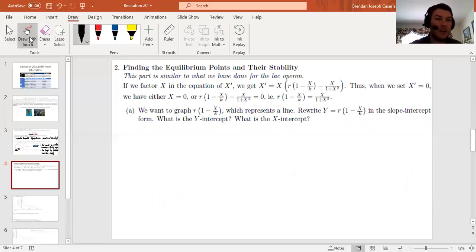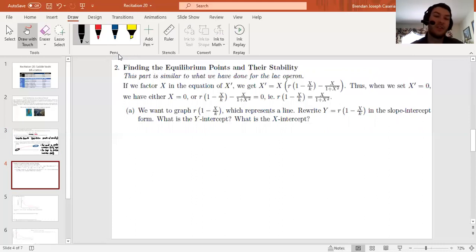So we move on to question 2. And this is the more, I'll say, mathematical aspect of it. So we're given the original equation again, and we say if we factor out the x in the equation for x prime, we get x times this mess, r times 1 minus x over k, minus x over 1 plus x squared. If we set x prime equal to 0, namely if we try to find the equilibria of the system, then we either have x equals 0, which should make sense because if there's no worms, then they're not going to increase in population. Or we get that r times 1 minus x over k minus x over 1 plus x squared equals 0.